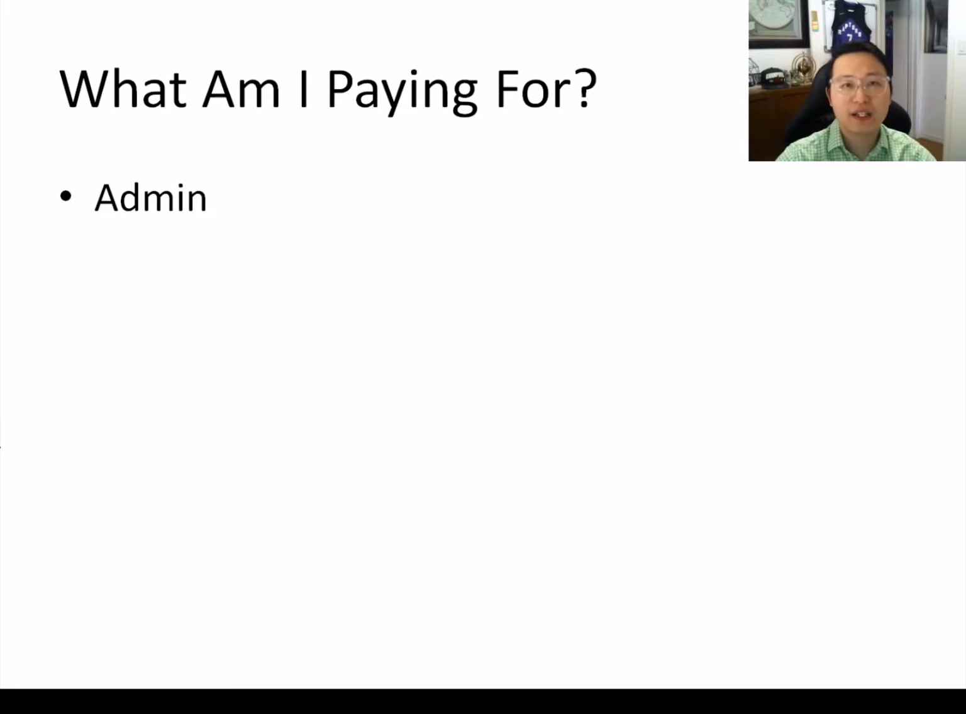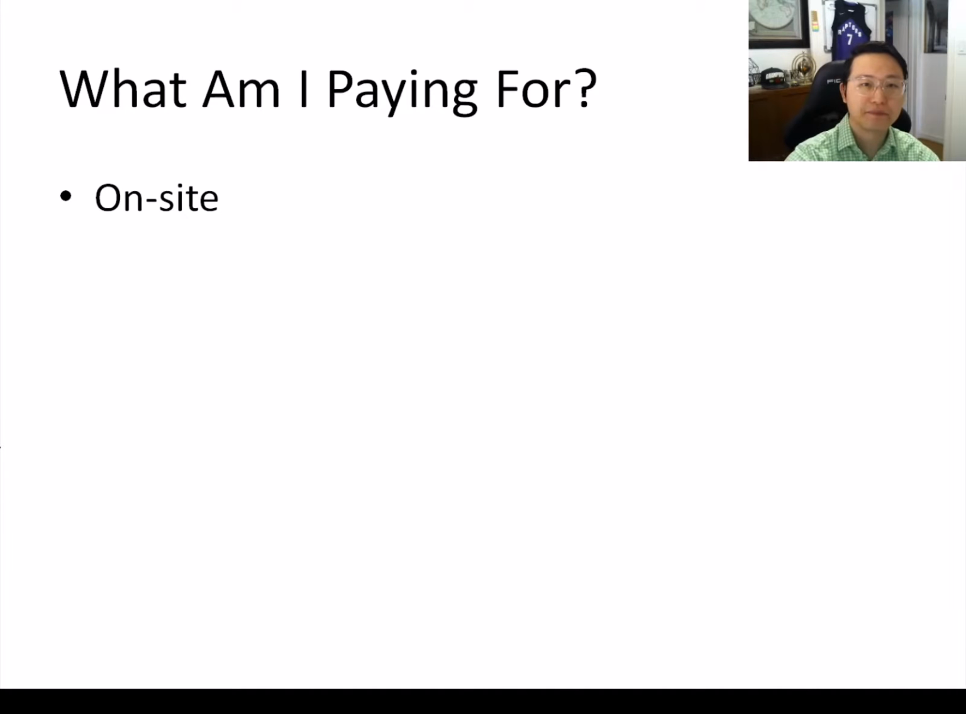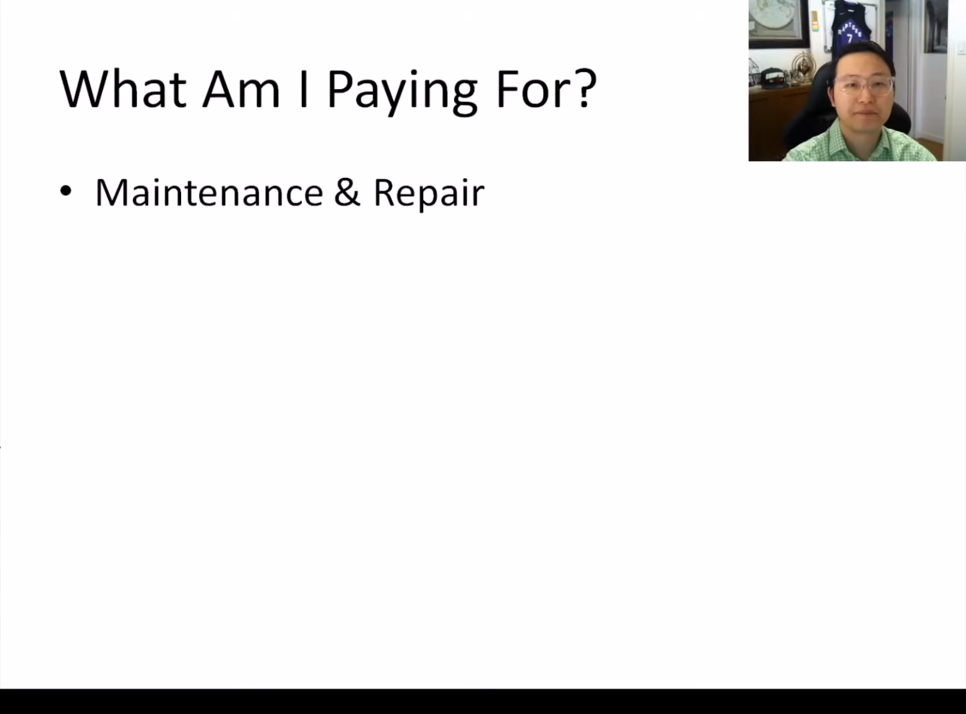The next one here is admin, which can be basically described as paying for the property manager and the property management company, any legal fees, and any auditing or accounting fees. The next category is on-site expenses from your common elements fee, and that's usually cleaning contracts, housekeeping contracts, a superintendent if available, as well as concierge and security.